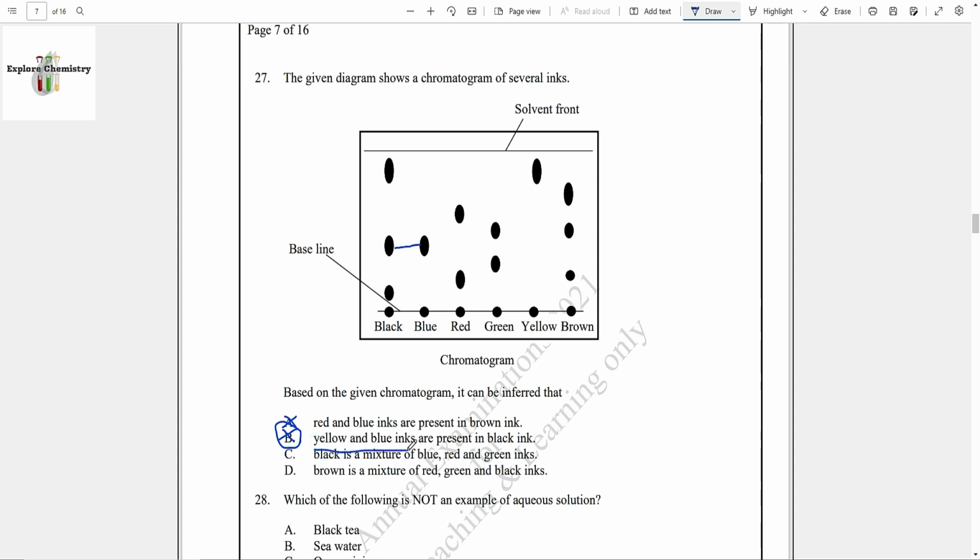Yellow and blue inks are present in black ink. Why? Because we have not seen this spot of yellow. It is present in black ink, and in blue this spot is present in black. Blue is not having any other spot, yellow is not having any other spot. It can have another spot. It is having another spot means it can have another dye, but blue and yellow both dyes are present in black. So we can say this one is the correct answer.